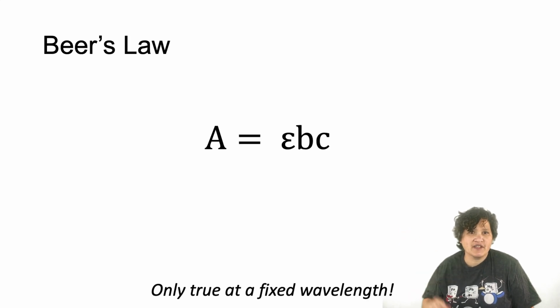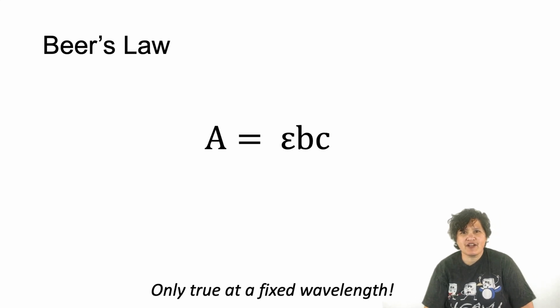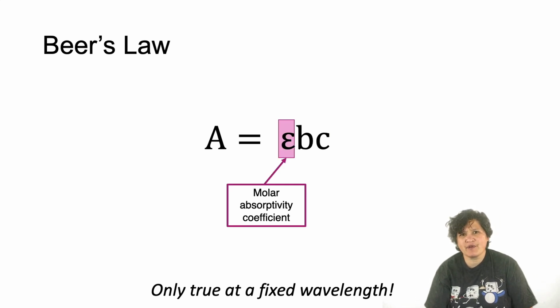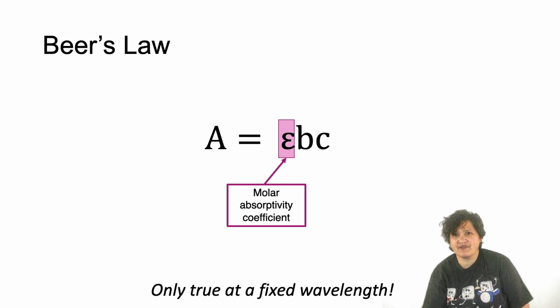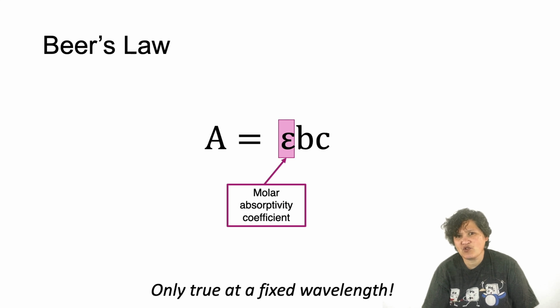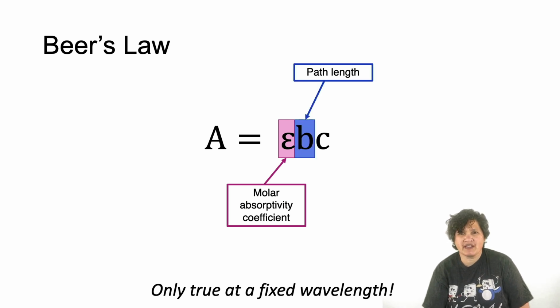Here is the associated equation, A equals epsilon b c. Let's look at the factors on the right side. Epsilon is what we call the molar absorptivity coefficient. That's basically something that tells you how much your substance absorbs at that wavelength. As a side note, sometimes you'll see this written as a small a instead of an epsilon. The next quantity, b, represents the path length.